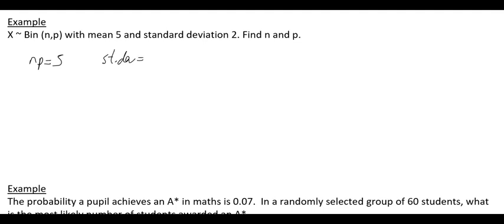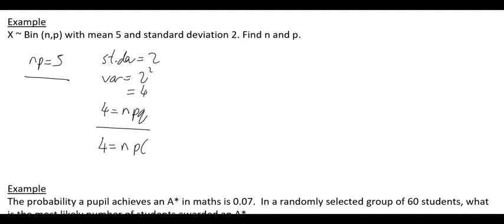Standard deviation equals 2. That means your variance, remember, variance is equal to standard deviation squared, so 2 squared, so your variance is equal to 4. So that gives you 4 is equal to npq. So you've got your mean is equal to 5 and your variance is equal to 4. Okay, all I've done then is rewrite this one with my q written in terms of p. So that's q is 1 minus p, remember.